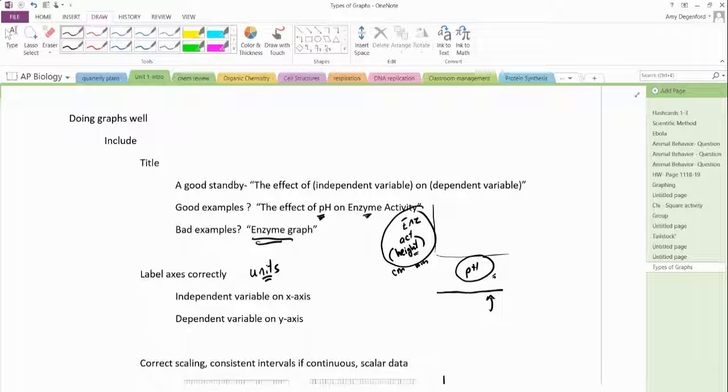We're going to look at labeling axes. Now you want to label axes correctly, the independent variable on the x-axis, the dependent variable on the y-axis. You have to have those labeled. You can't leave those out. And if there are units, you need to include the units. Oftentimes these are represented in parentheses. pH doesn't really have a unit, but in our example, maybe you're measuring the height of a reaction. Well, then you want to put in centimeters or millimeters.